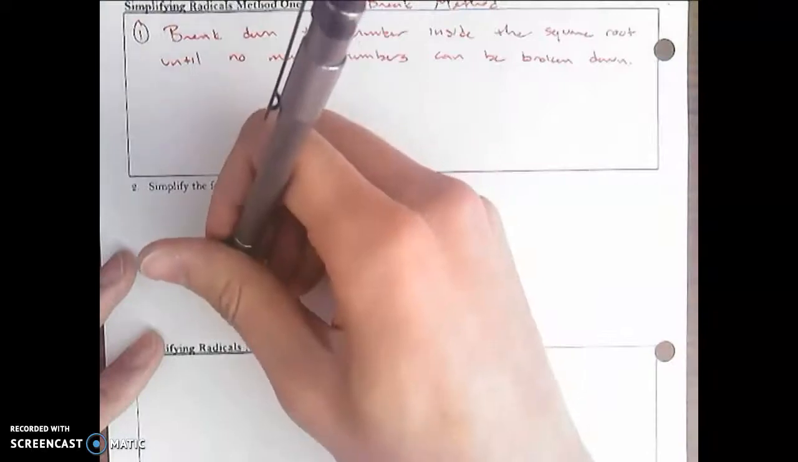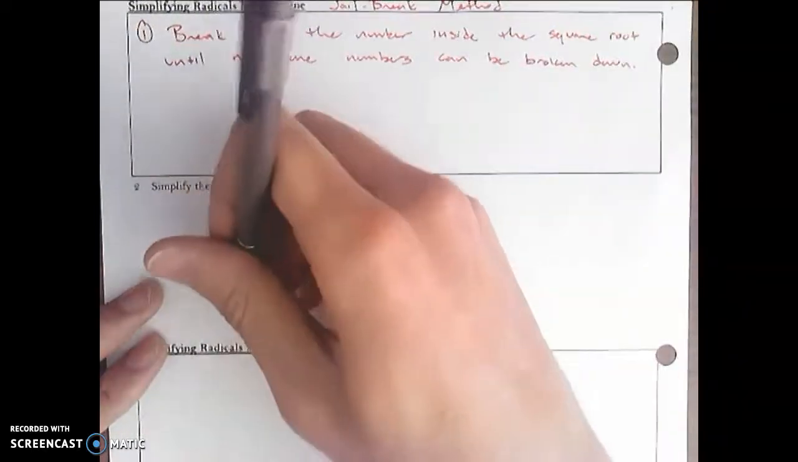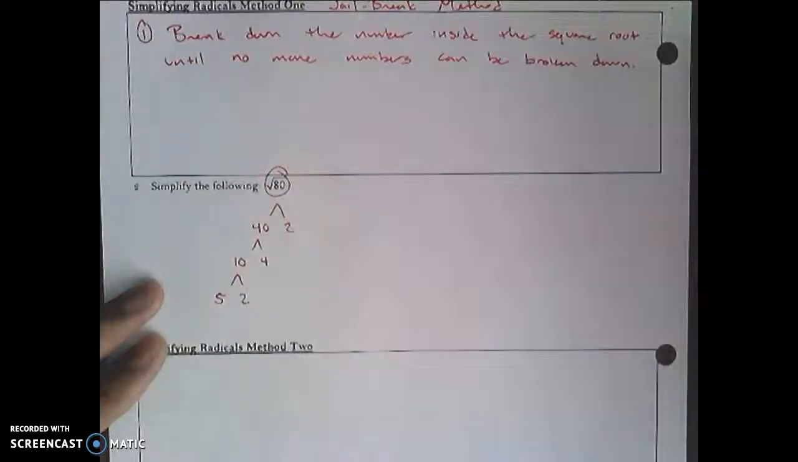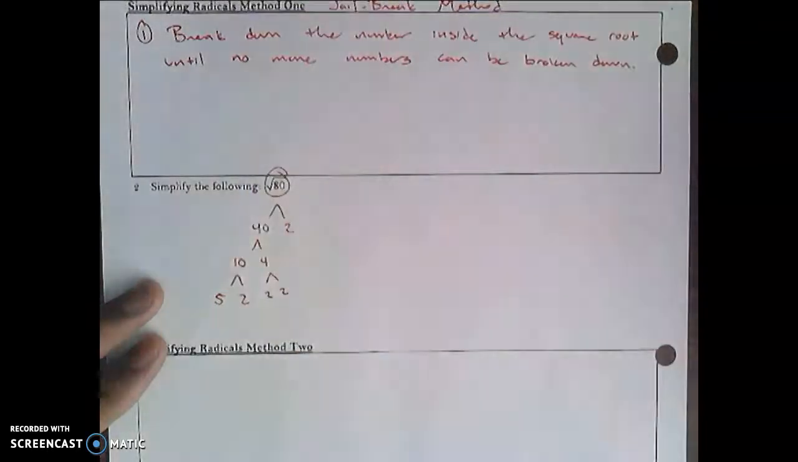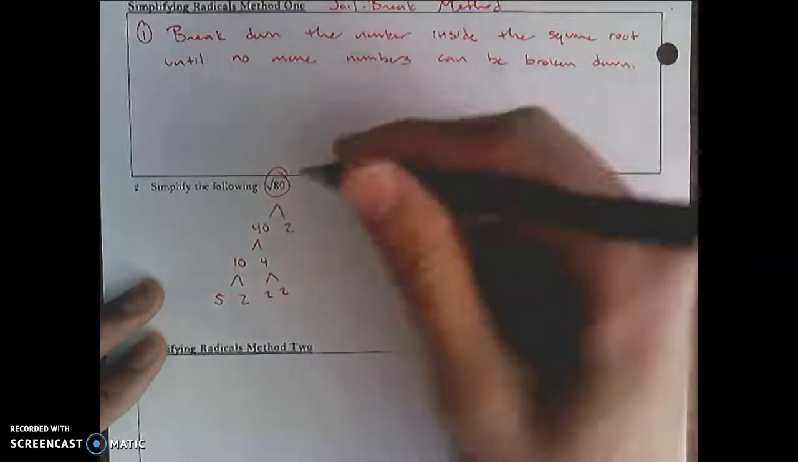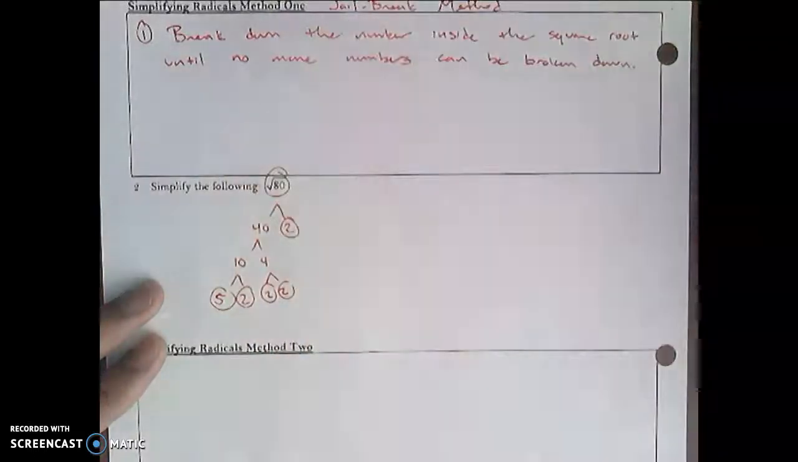So what about 10? How can we break that down? We have 5 times 2. And what about 4? Can we break that down? We can break that down into 2 and 2. So now we look at the bottom of our tree here, and we've got all of these different factors. So we look at the ends of each of our branches.